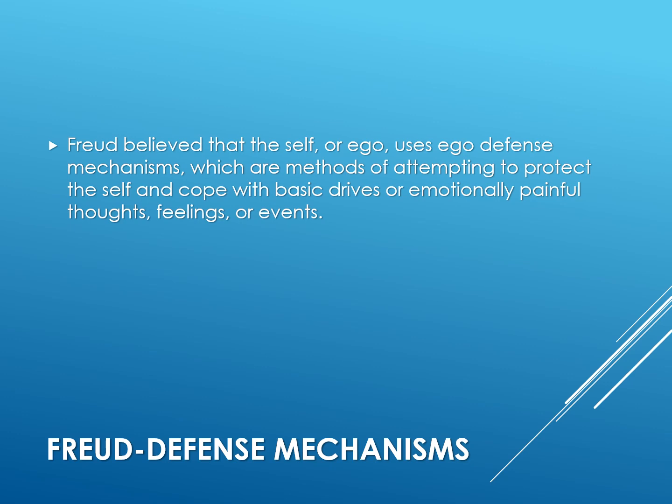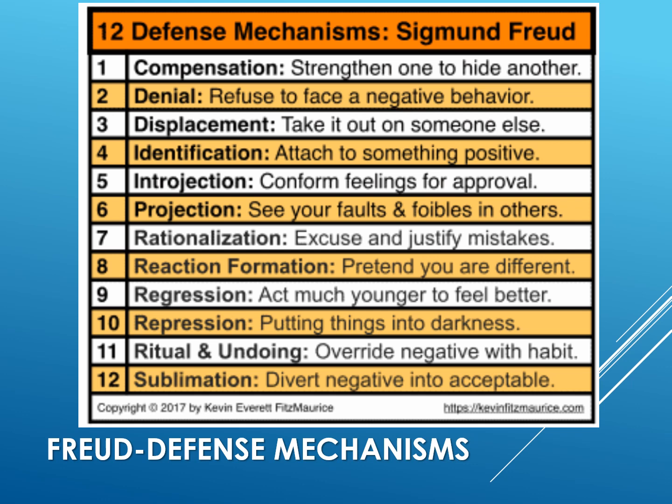Freud's theory on defense mechanisms was developed by both himself and his daughter Anna. Freud believed that the self or ego uses ego defense mechanisms, which are methods of attempting to protect the self and cope with basic drives or emotional, painful thoughts, feelings, or events. These are 12 of the defense mechanisms that Freud and Anna developed together.